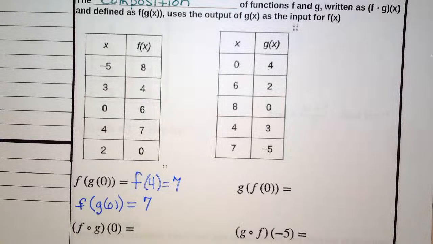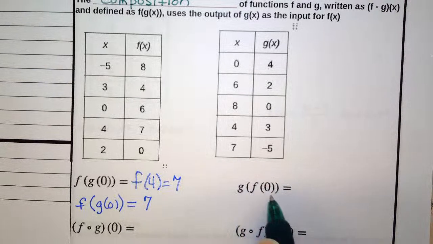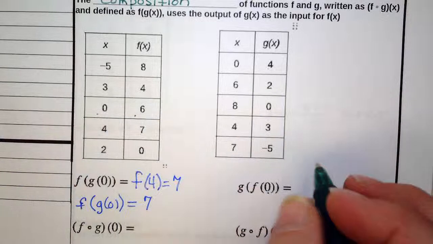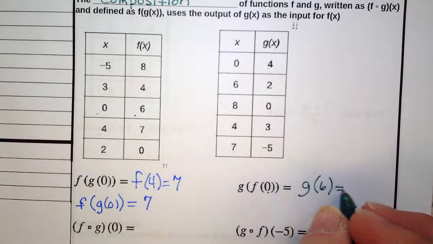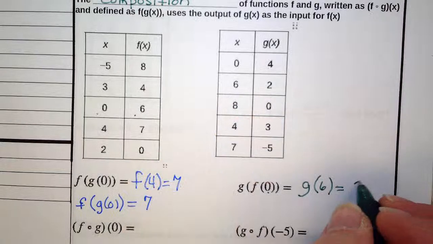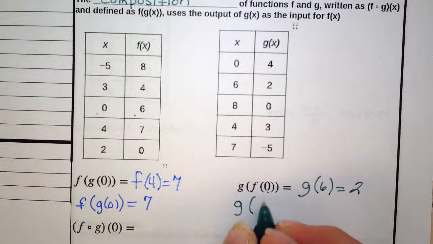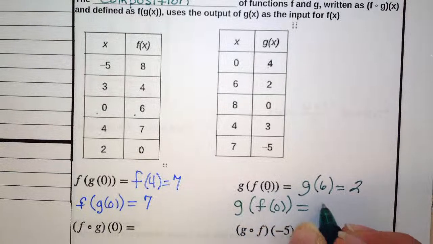What happens if we go the other way, though? What if I use my table f? X is 0. 0 goes to 6, so this becomes g evaluated with 6. 6 goes to 2, which is 2. So when I take g and I put the value of f when x is 0 in, I get 2.